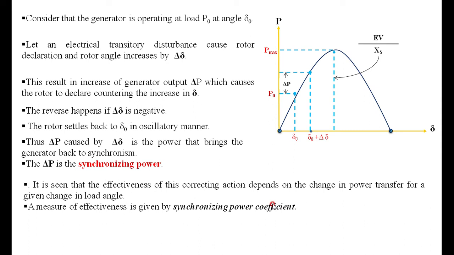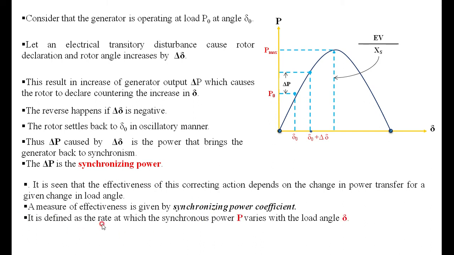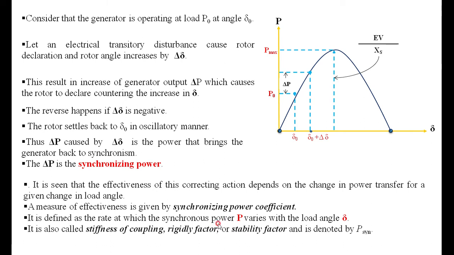Then how to find out synchronizing power? It is an incremental change in the delta P, that is, the rate of change of the power. That is what we are calling synchronizing power, which we will see in the next slide. It is defined as the rate at which synchronous power P varies with the load angle. That is, dP by d delta is called synchronizing power.